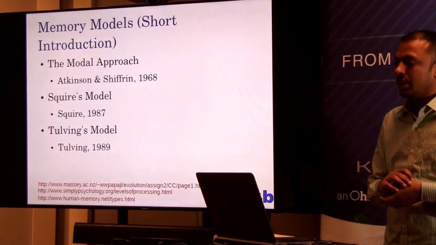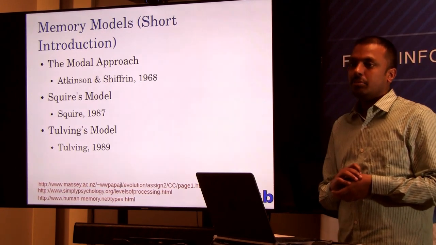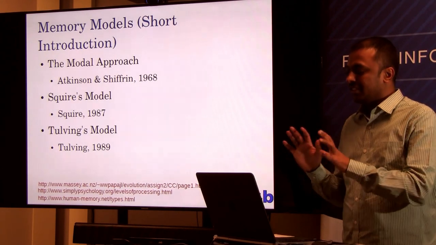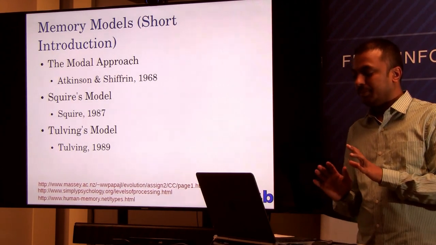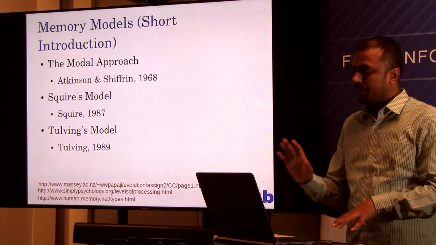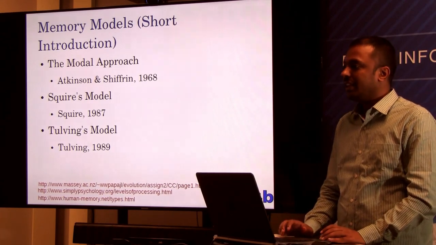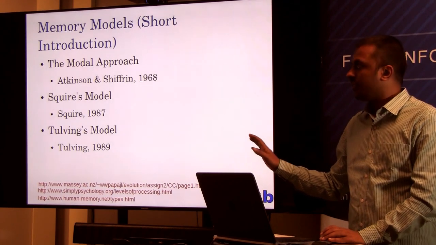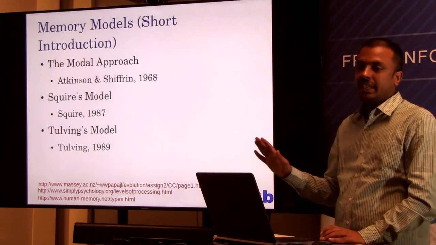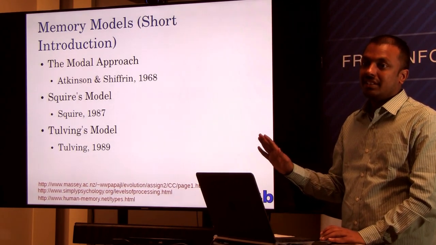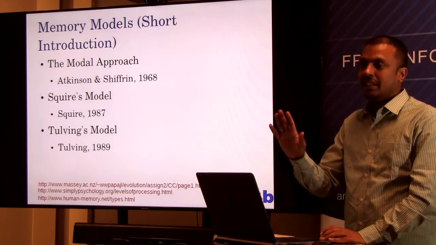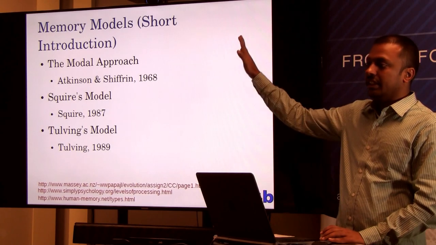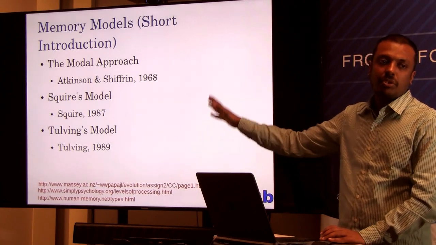Before getting into how we attempted to do something, we'll look into some of the memory models. These are a few of the memory models which are available, and there are quite a few memory models which even contradict the ideas here. It's not that these are important and the others are not, but these memory models give a flow into the categorization of memory, so I have put them here.